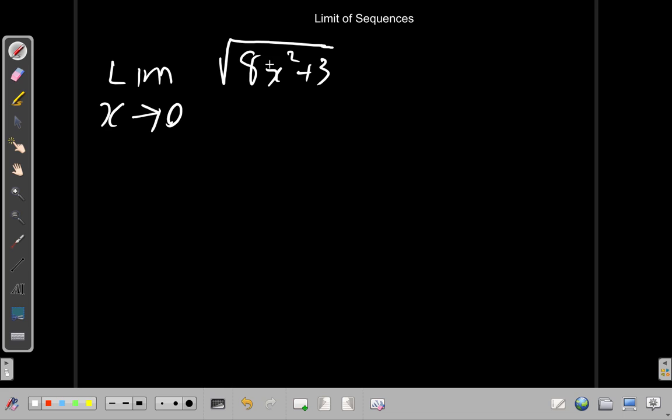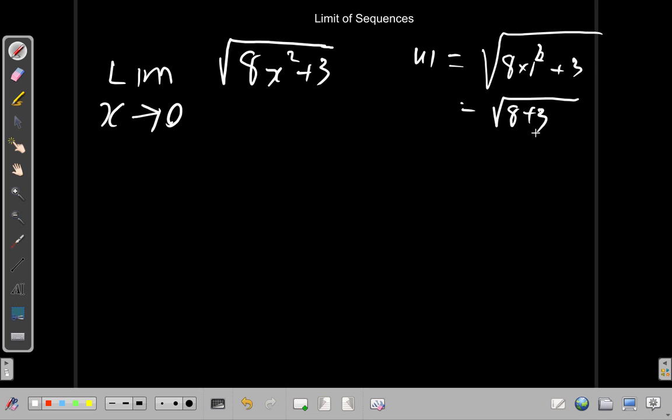X is tending to 0. In U1, what we have is the square root of 8 times 1 squared plus 3. 1 squared is 1, 8 times 1 is 8, plus 3 is 11. The square root of 11 is 3 point something, whatever it is.